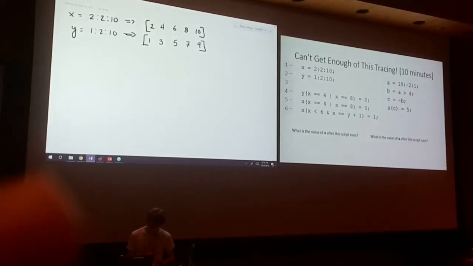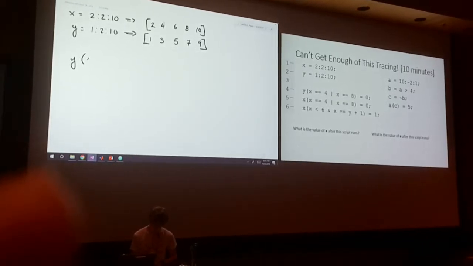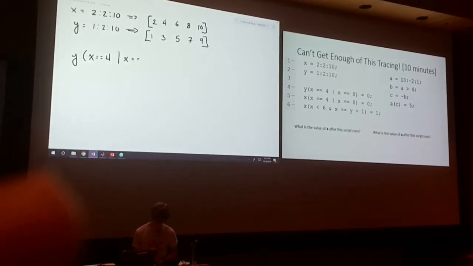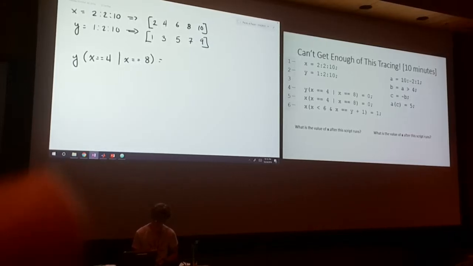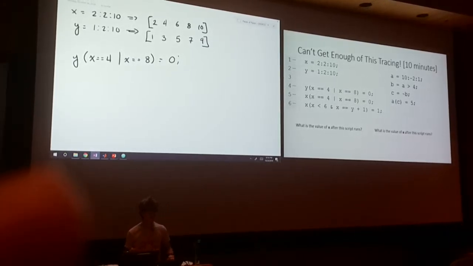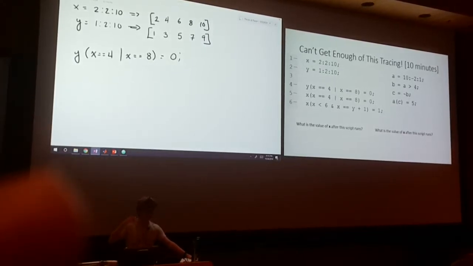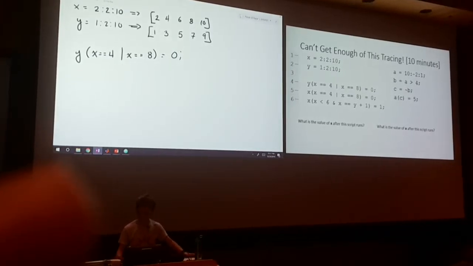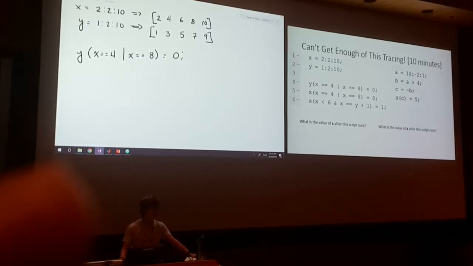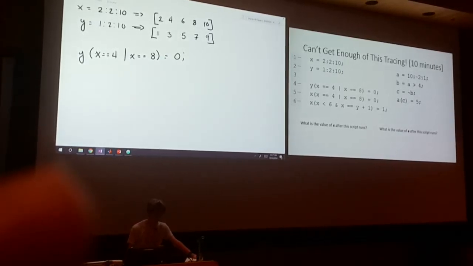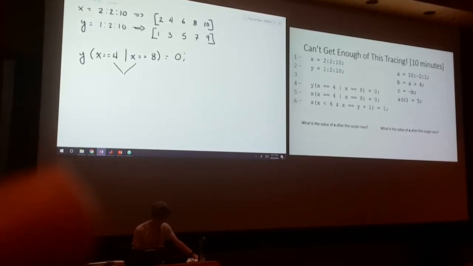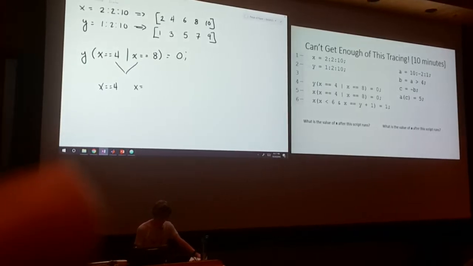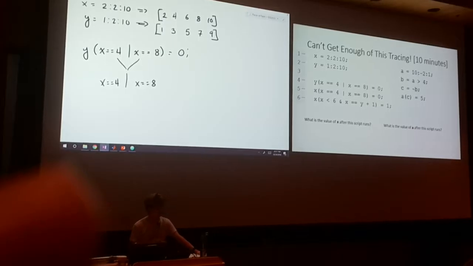So, we have this line. Everywhere in y where x is equal to 4 or x is equal to 8, set it equal to 0 is what that line is trying to say. This is a little bit difficult to digest all in one bite, so what we're going to do is break it down into its constituent parts. First of all, what we're going to do is pull this out. So, we have two parts here. x is equal to 4 and x is equal to 8. And these are ORed together.